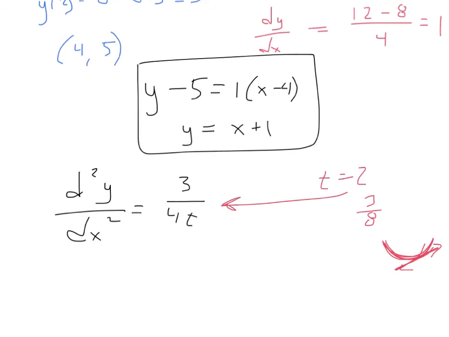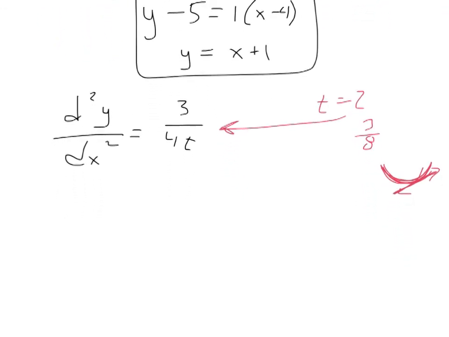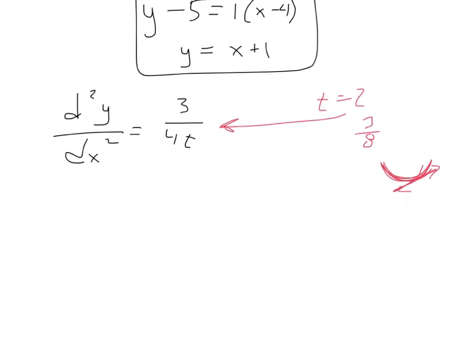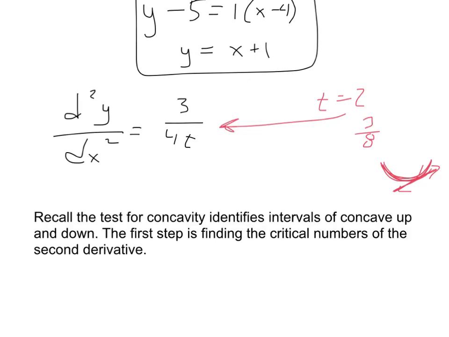The right way to do these problems, like if this shows up on the AP exam, is for us to actually apply our test for concavity. I know it's been a while since we've seen that, but it's worth reviewing. Remember that the test for concavity identifies intervals where a function is concave up and down. The first step is finding the critical numbers of the second derivative. So I already have this second derivative, I just need to know where it is 0 or undefined.